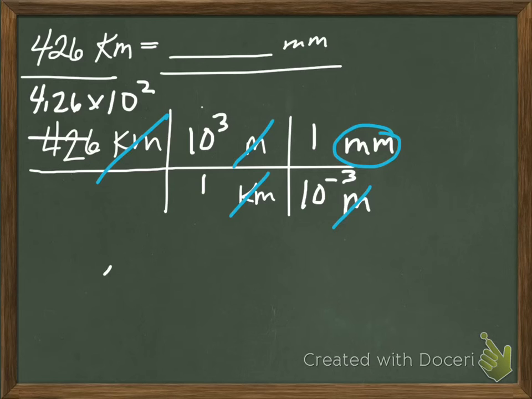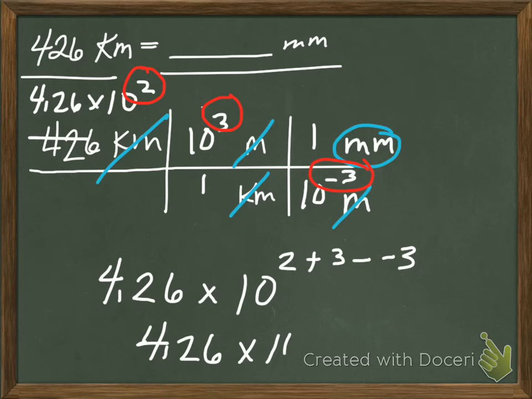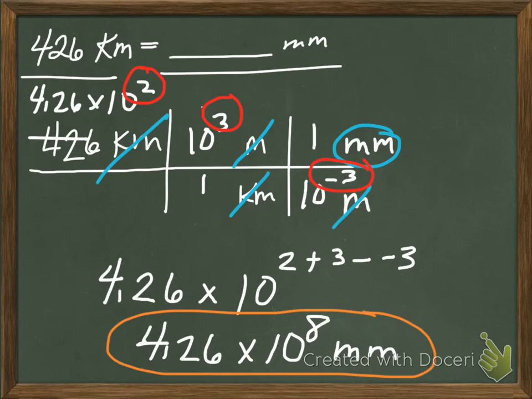kilometers. And now all I have to do is 4.26 times 10 to the 2 plus 3 minus negative 3. 2 plus 3 minus negative 3. So what does that give me? 4.26 times 10 to the 5 plus 3, times 10 to the 8th millimeters. 4.26 times 10 to the 8th millimeters.